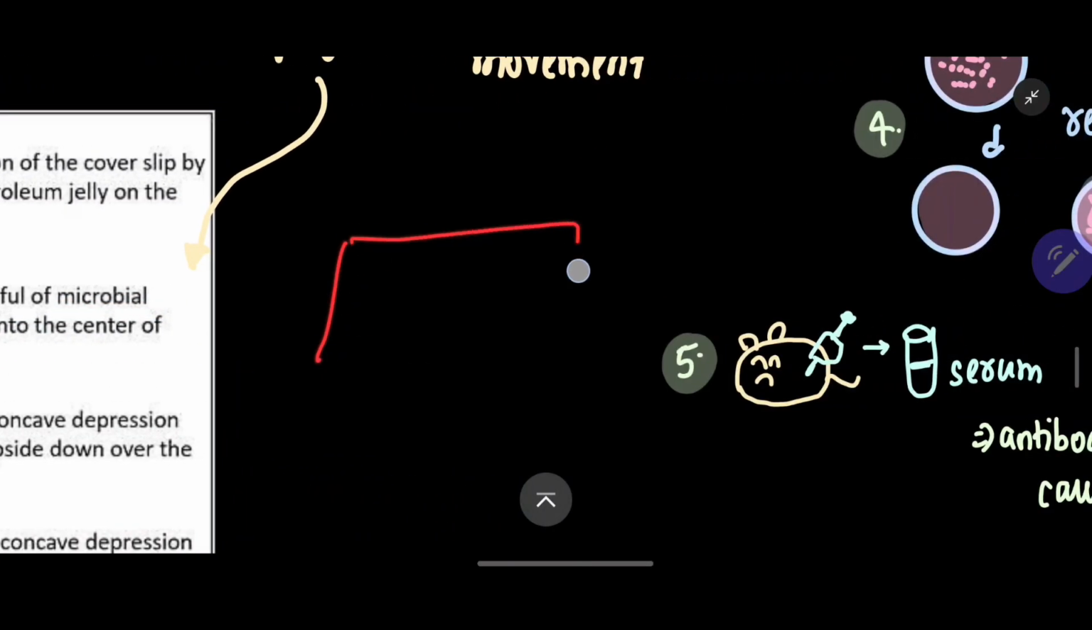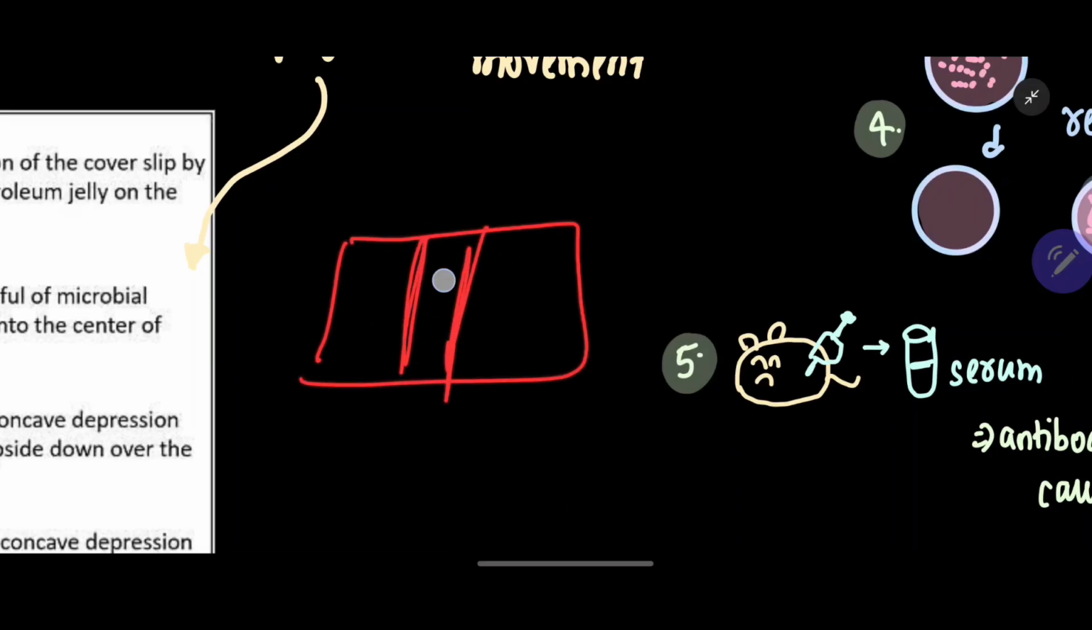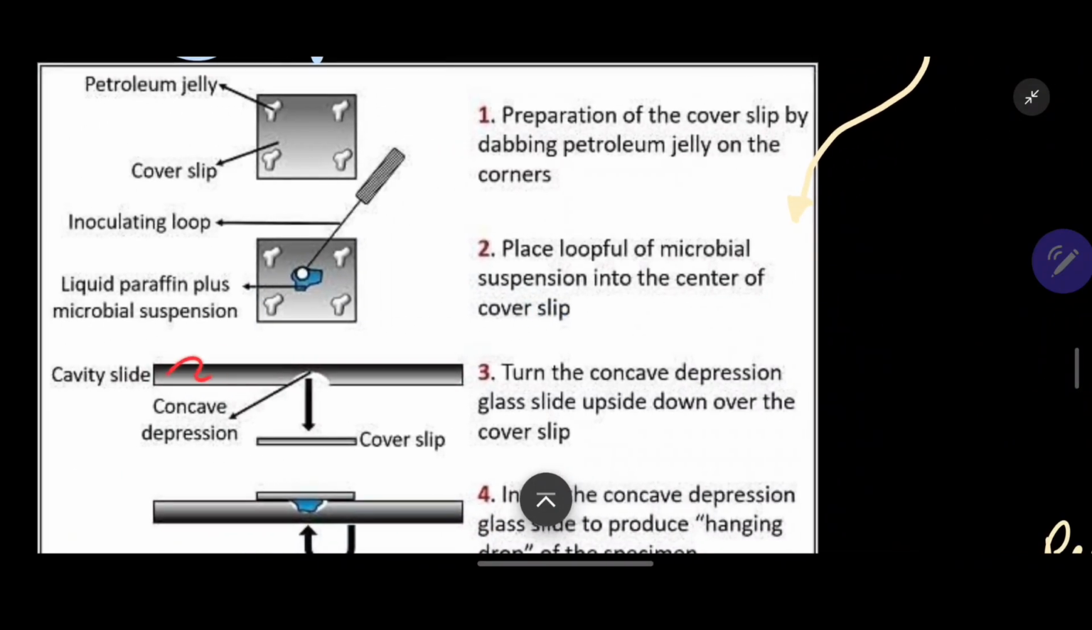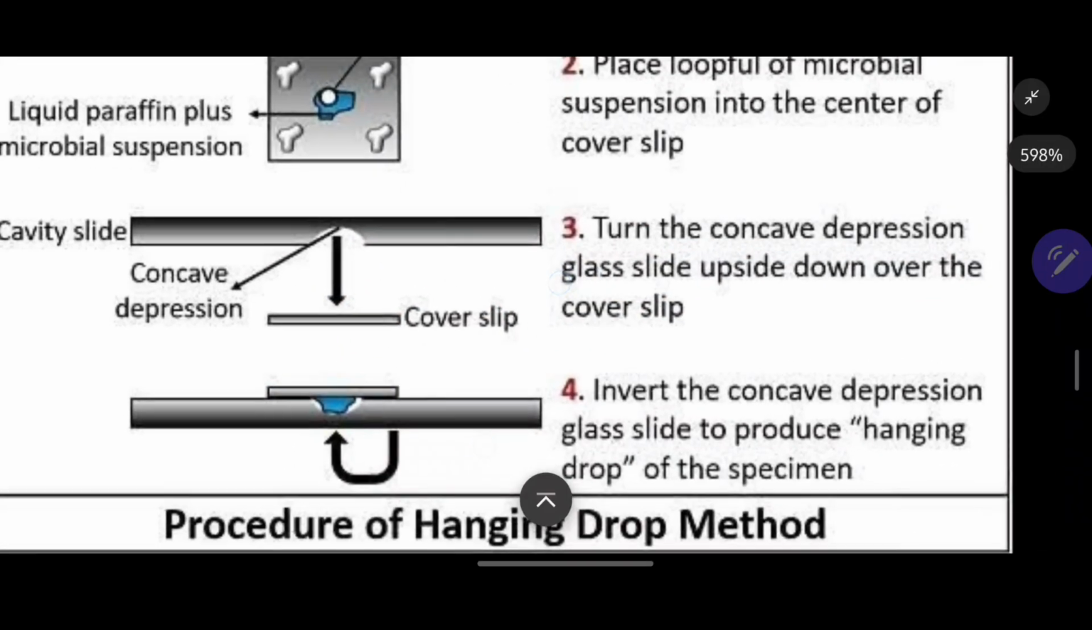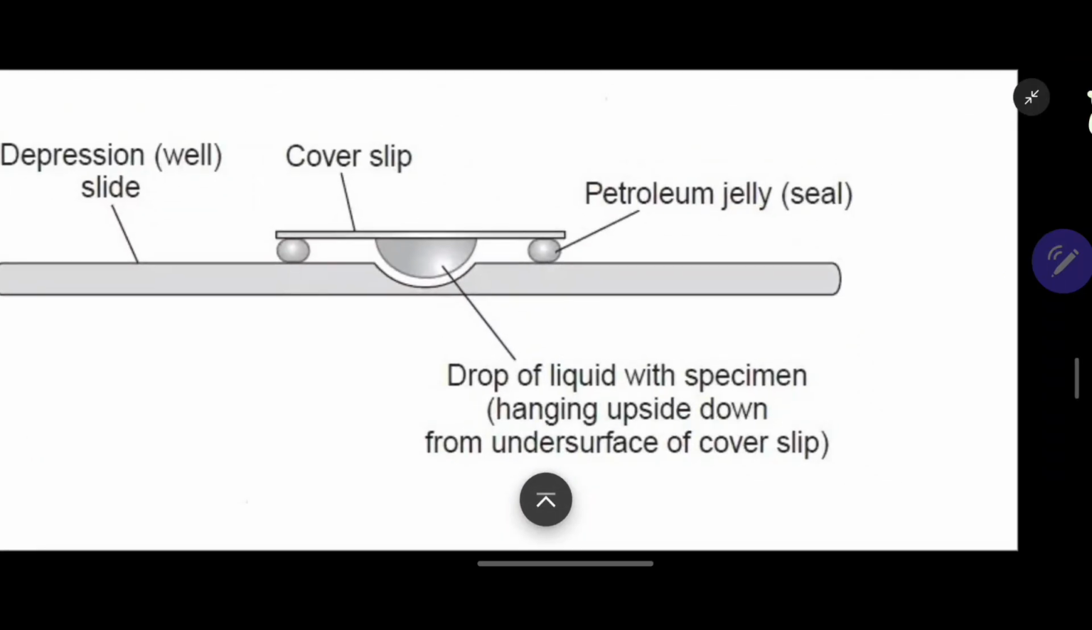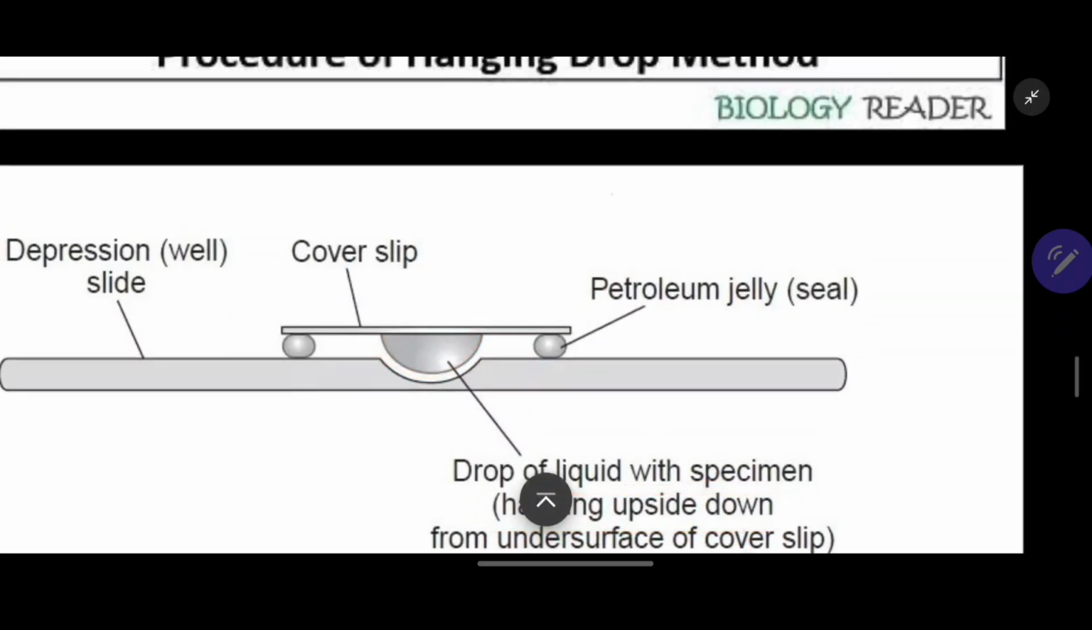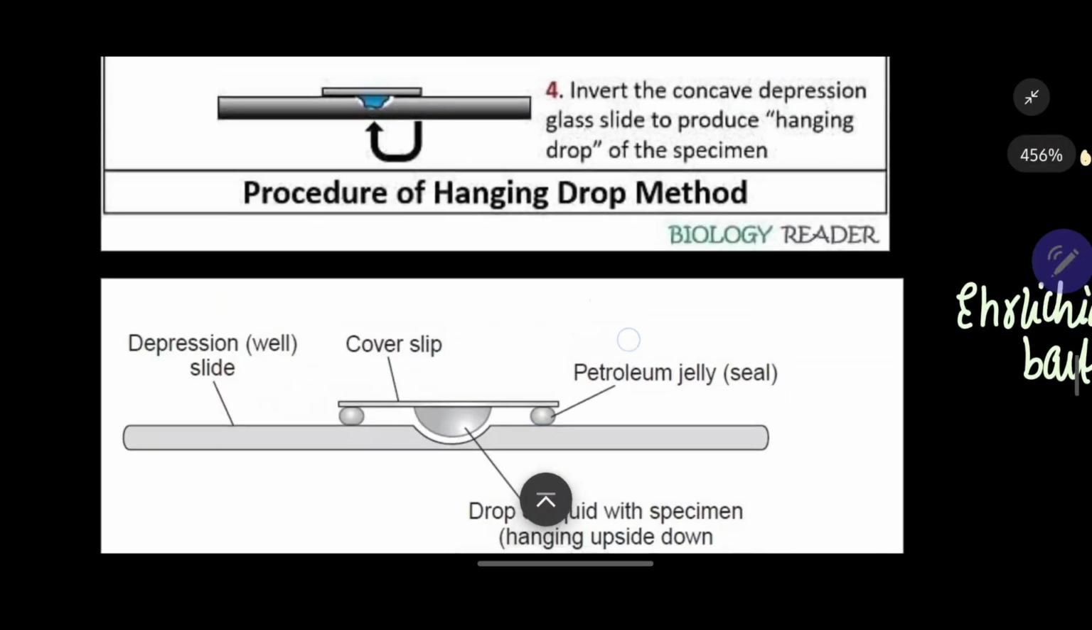Now they'll take a slide. This is a special slide because it has some sort of depression. So they place this slide over the cover slip. Turn the concave depression upside down over the cover slip. Then they'll suddenly turn this over, in such a way that the thing we placed in the middle is now hanging in this concavity. It will be a drop of liquid with specimen hanging upside down from the under surface. Now we'll put a microscope on top of this and observe if it's moving or not moving, and then we'll conclude if it's motile or non-motile.